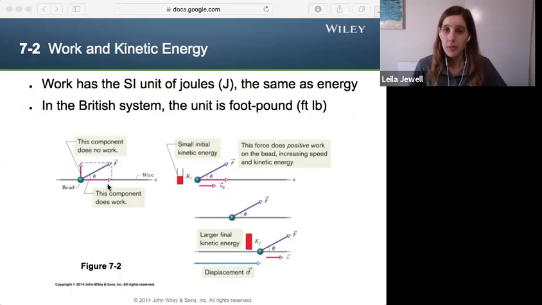So here we have an example of a bead on a wire, and a force is applied at this angle relative to the wire. And we can note that when we break that force down into component along the wire versus component perpendicular to the wire, the amount of force perpendicular to the wire is not doing any work. It's not affecting the motion, versus the component force along the wire is doing work because the bead is able to move in that direction along the wire. So you could start out with a small kinetic energy, and if you apply a force in the same direction as the initial velocity, then that force is going to do positive work and increase the kinetic energy. So we have a larger final kinetic energy after some displacement d. We have thus increased things.